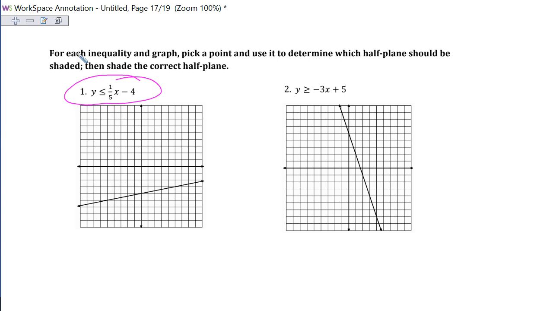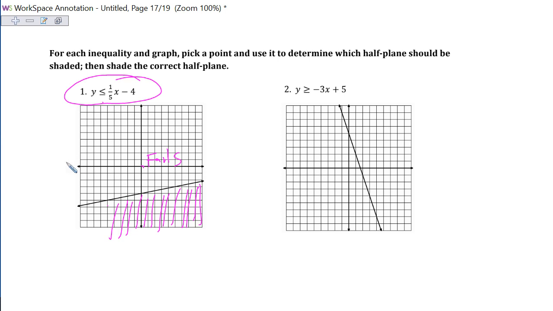Now, that you can pick a point. So let's pick this point 0, 0, Carson. It's an easy one to check. You get 0 is less than 0 minus 4. Is 0 less than negative 4? No. It is not. So this point fails, which means you shade on the other side of the line.